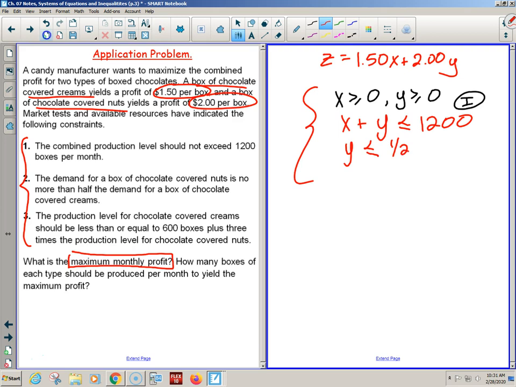half. Creams are more popular, huh? Guess I should probably consider that. Production level for chocolate covered creams, production level for creams, that's this guy, should be less than or equal to 600 boxes plus 3 times. I have to work through the wording to get the system to work.